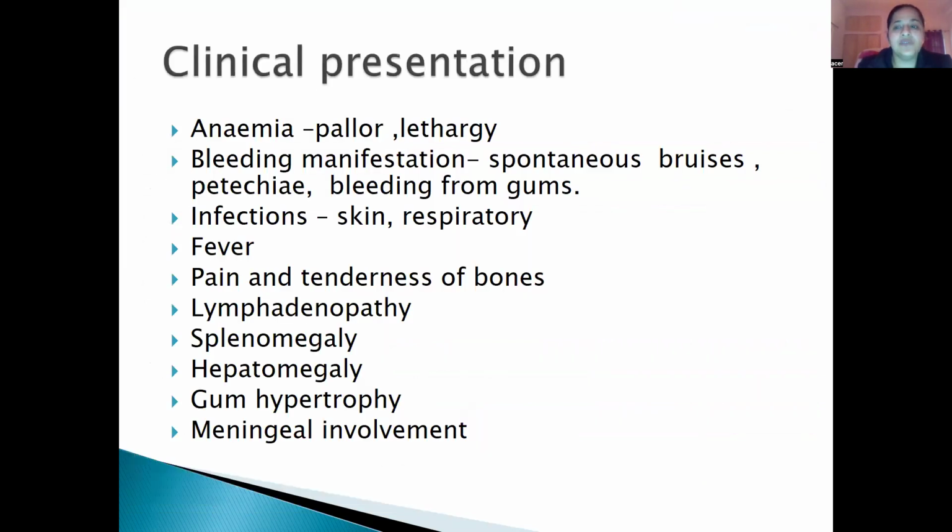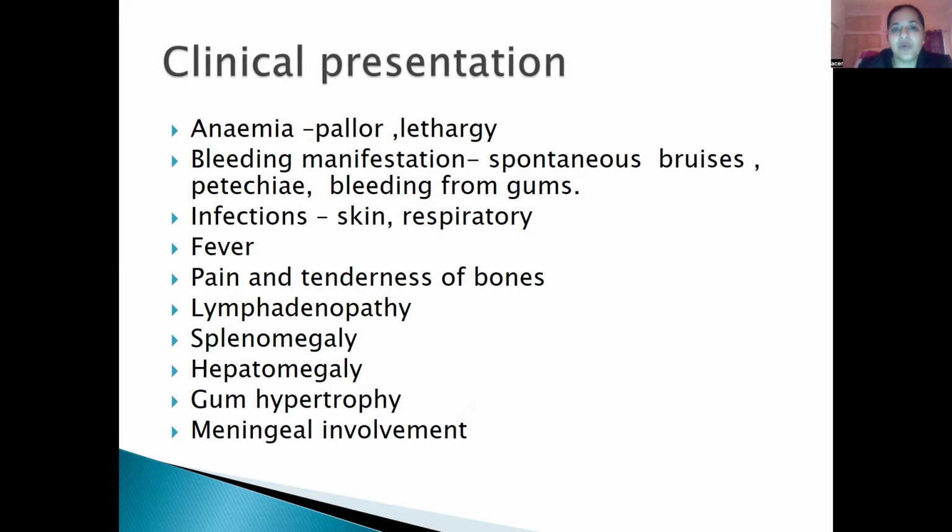Okay. So what are the clinical presentations of AML? They can be bleeding manifestations. Anemia, because there will be lack of hemoglobin, RBCs are getting broken down. Bleeding manifestations because of the platelets getting affected. Infections, fever, pain and tenderness of the bones. Lymphadenopathy. As I told you, there could be proliferation of the cells in other sites as well. That could be spleen, liver, which can lead to splenomegaly, hepatomegaly, and lymphadenopathy in the lymph nodes also. And there could be gum hypertrophy and meningeal involvement.